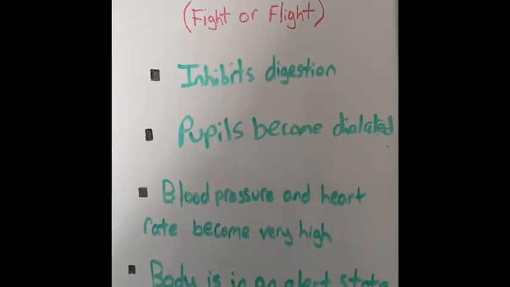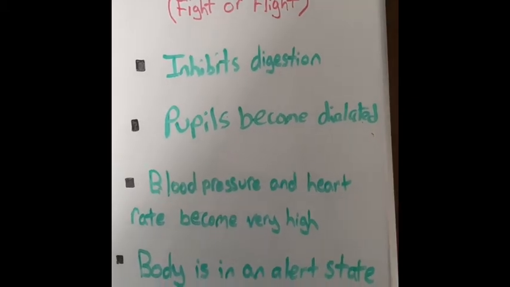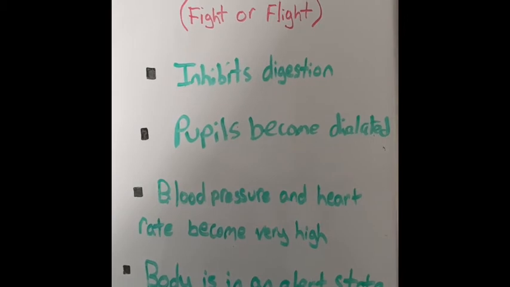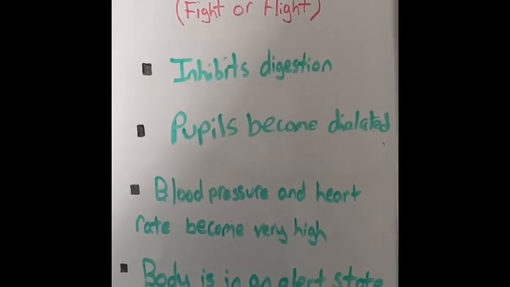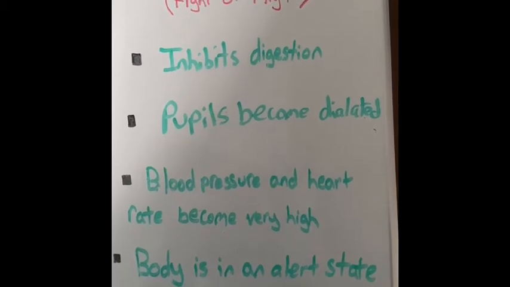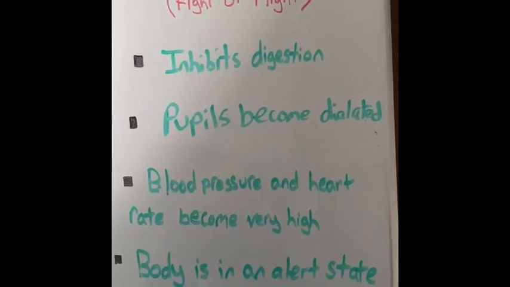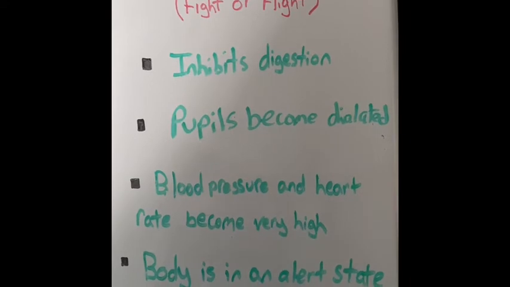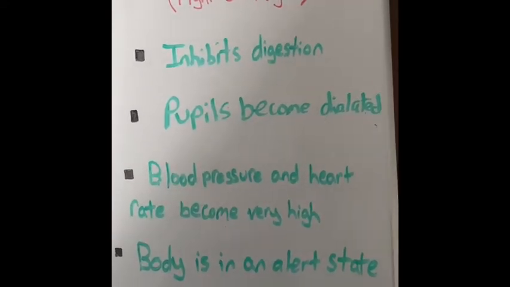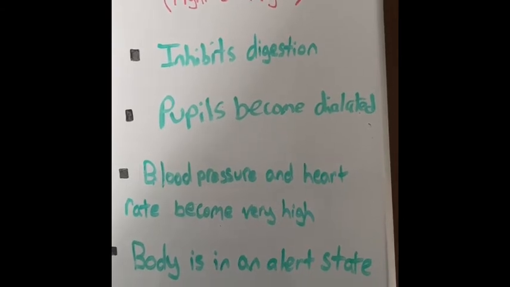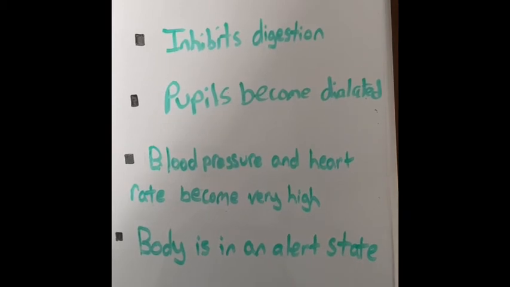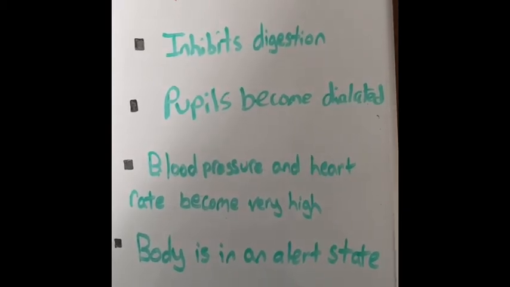So it inhibits digestion, but really what that means is any bodily secretion basically stops being made. Everything gets shut down. That includes saliva, urine, mucus, allowing the body to focus on just being ready and make a decision. We then have the pupils become dilated. What that means is it tries to enhance the vision by allowing more color into the eyes, just allowing you to see better.